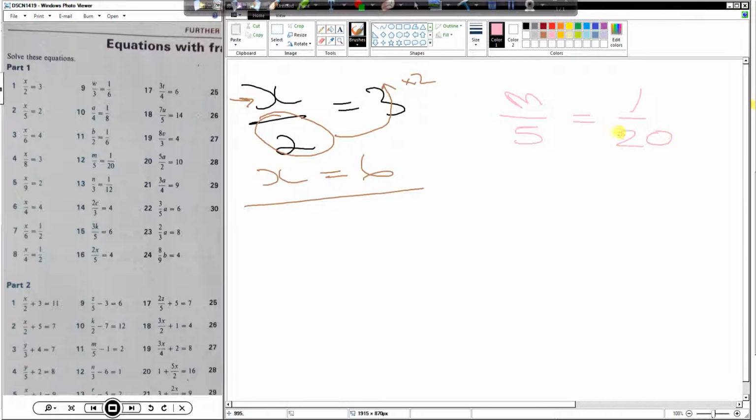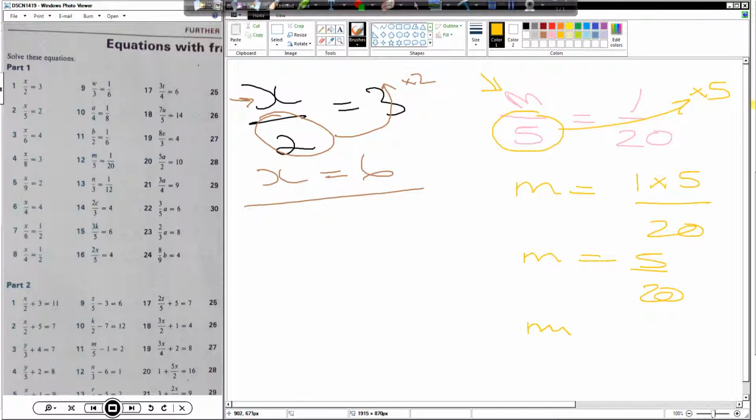Now, we've got fractions on both sides. You do not need to undo this part of the fraction here. You only need to undo the divide by 5 because we need to make m the subject. So opposite of divide by 5 is times by 5. We do not need to cross multiply this to that side. So we say m is equal to 1 times by 5 divided by 20. So m is equal to 5 over 20, so m is equal to 1 over 4.